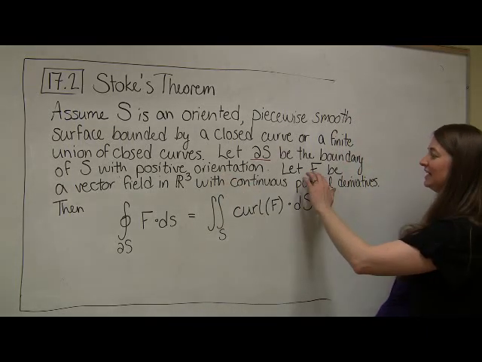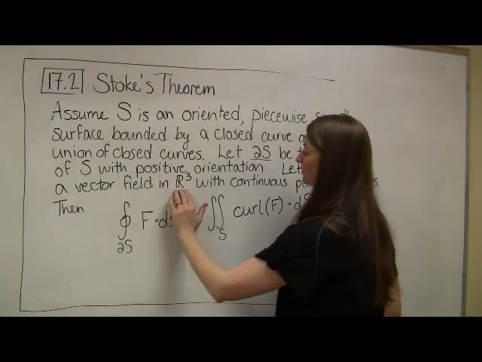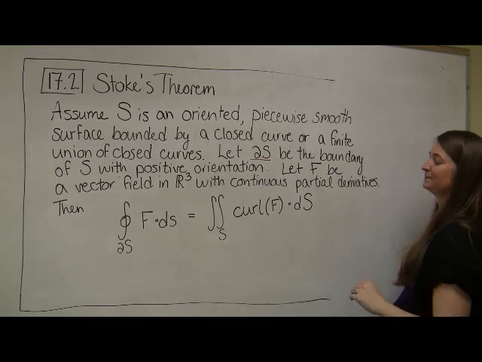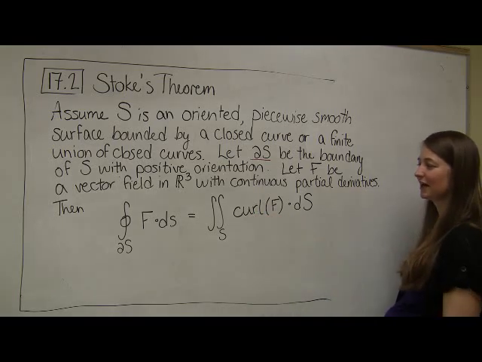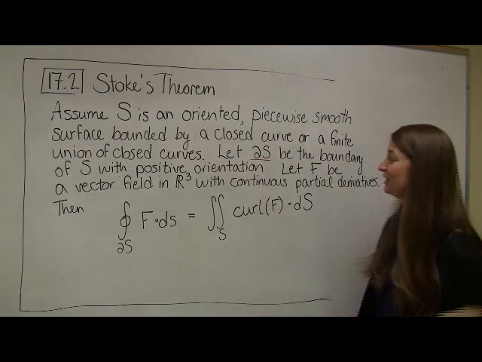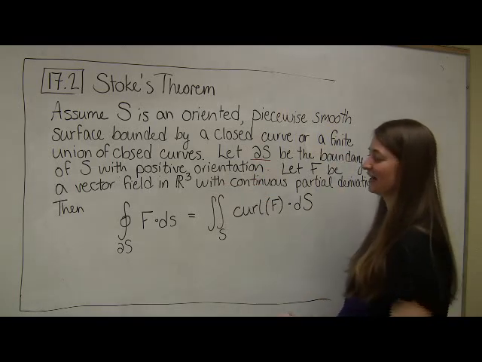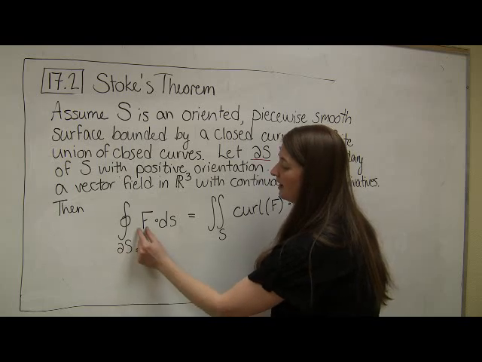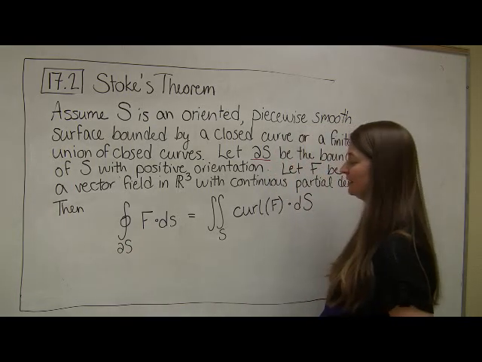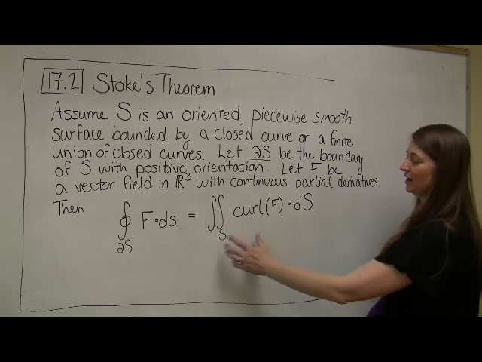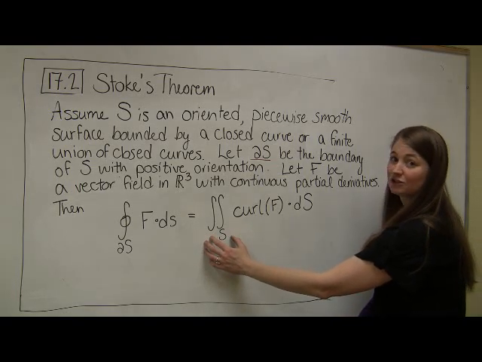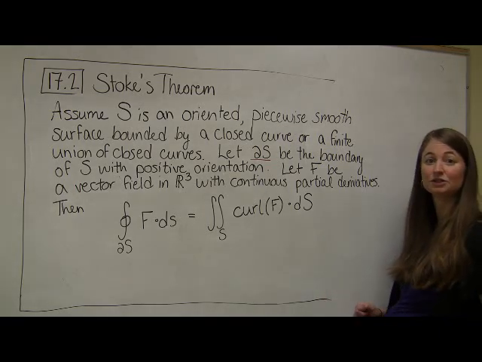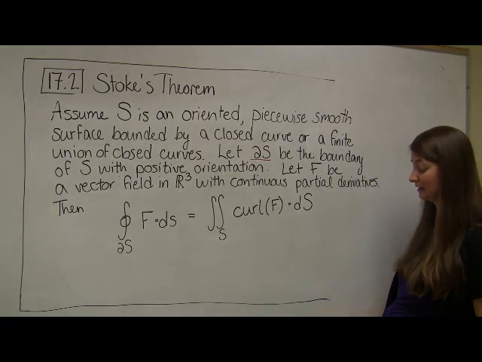Finally, we're going to let F be a vector field in R3, and that vector field is going to have continuous partial derivatives, so that we can take partials and our curl works out okay. Conclusion. With all those caveats, we get to the fact that our line integral of F over the boundary is exactly equal to our vector surface integral over the curl of F. That's our big conclusion, which is a really cool big conclusion.